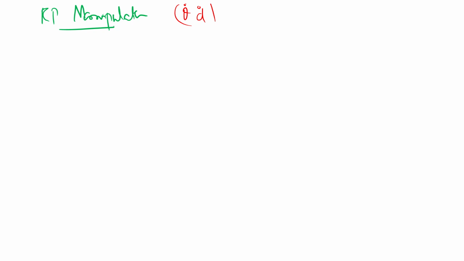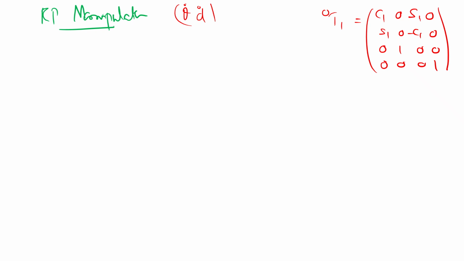Let me first recall T10, which means the transformation matrix of the first joint with respect to the base joint. We have done this already in the DH table and matrix. So it is C1, 0, S1, 0; S1, 0, minus C1, 0; 0, 1, 0, 0; 0, 0, 0, 1. This is my T10.